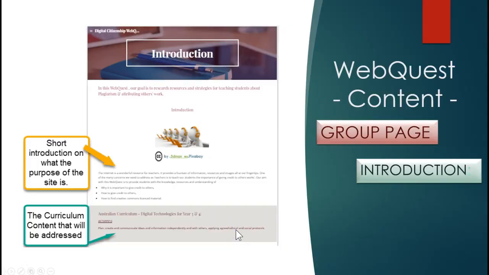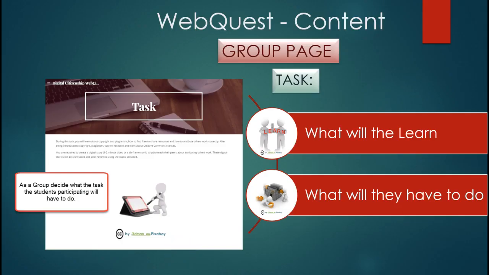Okay, let's look at the content of each page. If you start with your introduction page, you will have a short introduction on what the purpose of the site is and the curriculum content that will be addressed on the site. Going to the task page, you need to address what the students will learn and how they will provide evidence of their learning. Again, as a group, you have to decide on what the task is and what the outcomes of the task is.